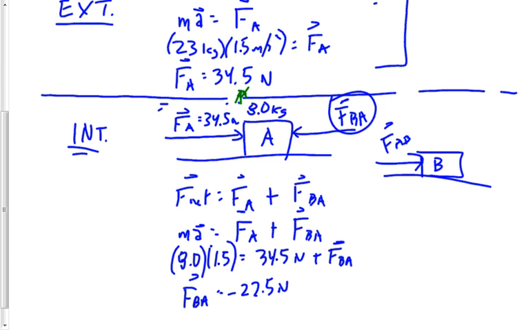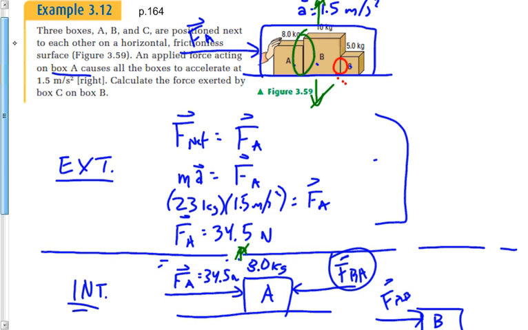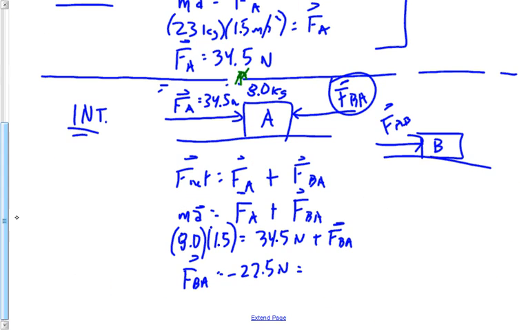Who has a better answer here? They're both the same answer, right? Object A applies a force on object B. Object B applies an equal and opposite force on object A. The answer is 22.5. Whether it's positive or negative doesn't really matter. We're going to round that to how many digits? 2 digits. So negative 23 newtons.